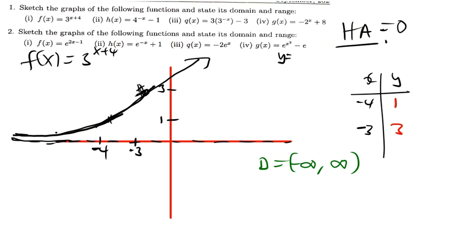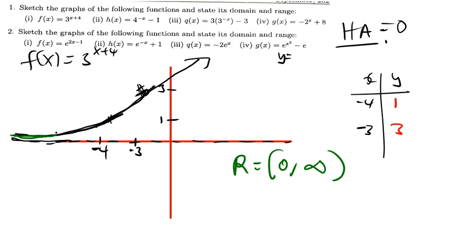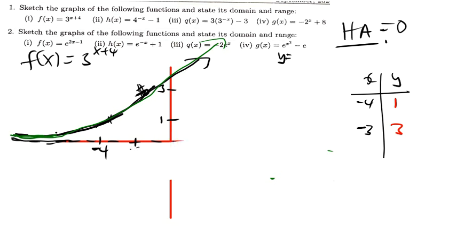The range starts from the horizontal asymptote, but that horizontal asymptote is not included. So the horizontal asymptote is 0, and you say open because it's not included. From 0 all the way to positive infinity, starting just near 0, not including 0, all the way to positive infinity. That is it for exponential. That's the basic idea behind graphing exponential.